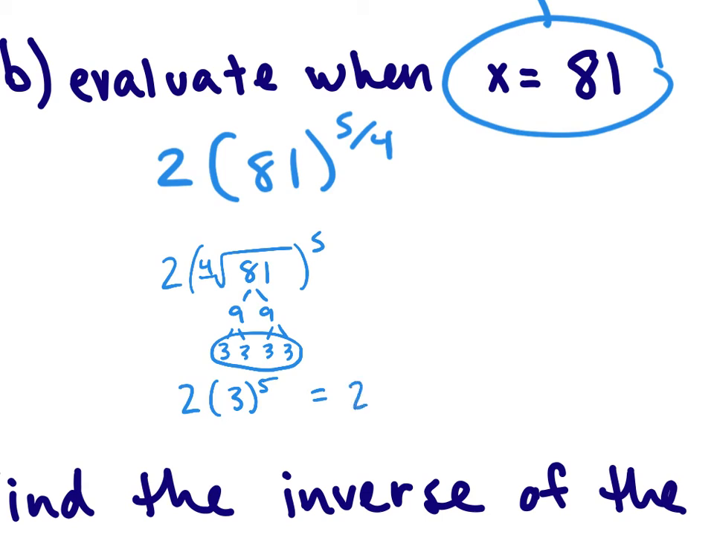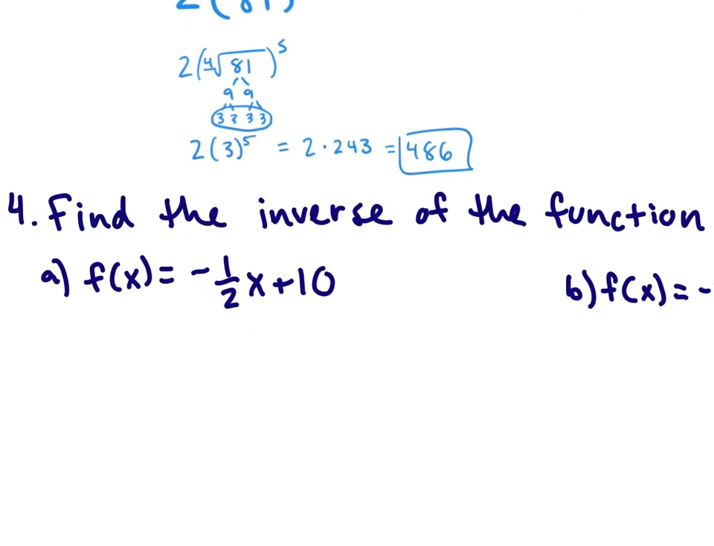$243. So 2 times 243. So we get 486. All right, let's look at number 4.